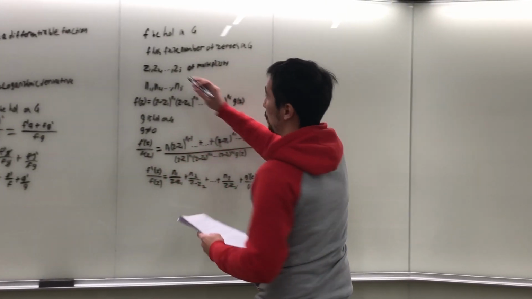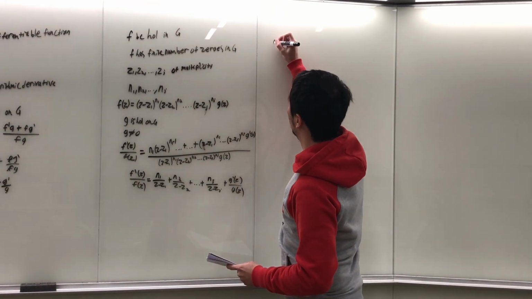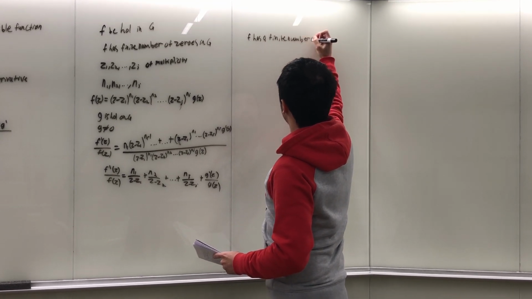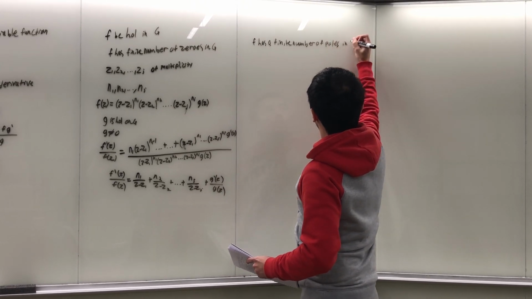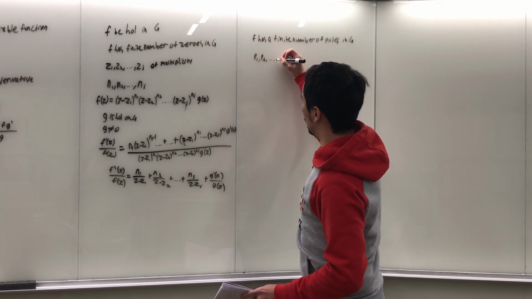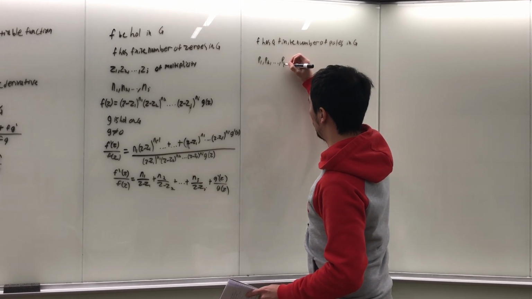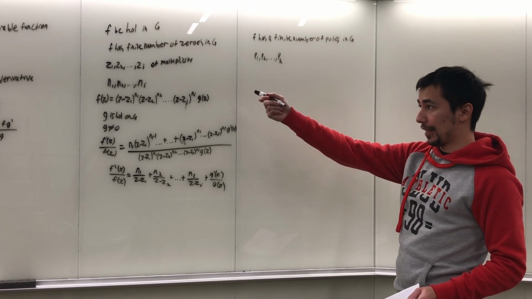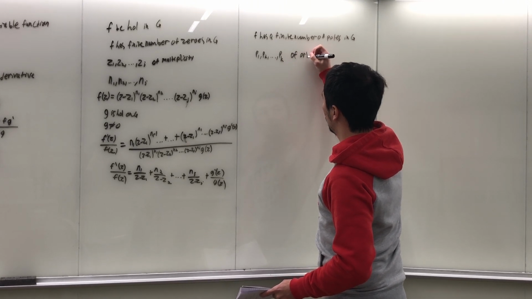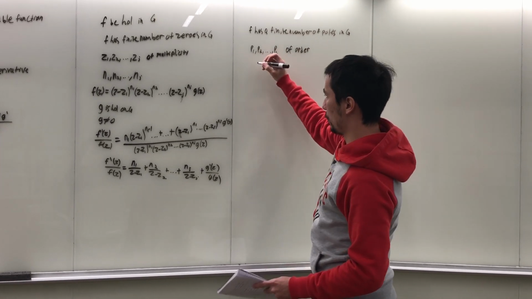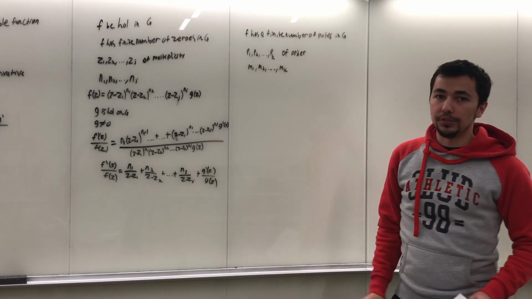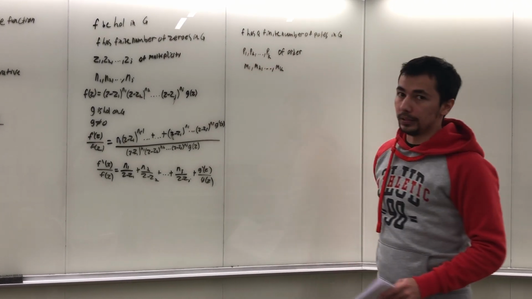Under the same conditions where f is holomorphic in G, we can say that f also has a finite number of poles in G. We can define those poles as p1, p2, all the way up to pk. Then, similar to how zeros have multiplicity, poles have orders. So each pole will be of order m: m1 is the order of p1, m2 the order of p2, and mk the order of pk.